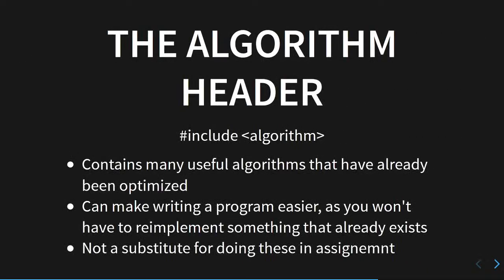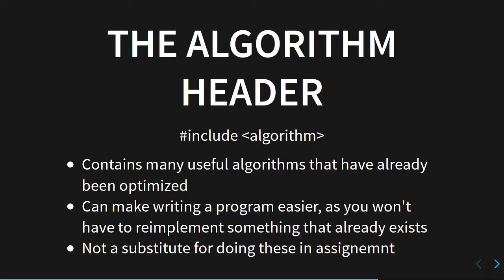So then the next thing we're going to be talking about is the algorithm header. It contains a bunch of algorithms that people already know exist, like sorting or finding things, and they've been optimized about as well as they can be, so you don't have to write a bubble sort, which is not a very great sort.